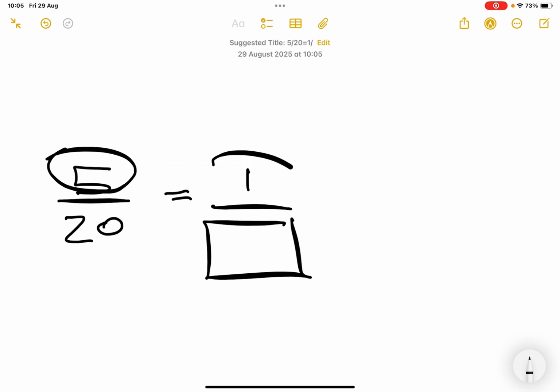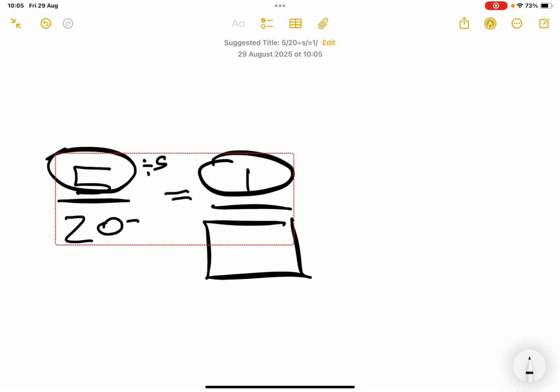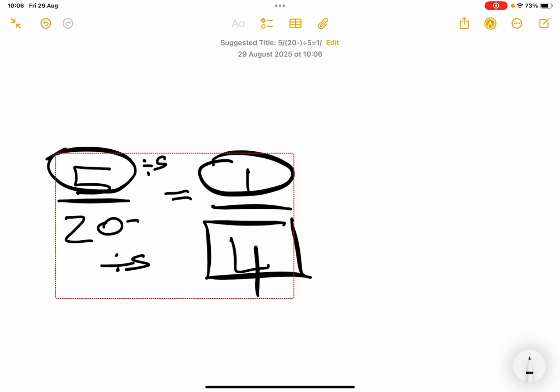So how do I make 5 into 1? I look here on either side of the equal sign. What do I have? I have a 5 and a 1. How do I now need to make the 5 into the 1 because I'm missing part of 1's fraction. So 5 divided by 5 will equal to 1. And what I do to the top, I also do to the bottom. It's a little balancing act between the two. So 20 divided by 5 is 4. So my equivalent fraction is 1 over 4.